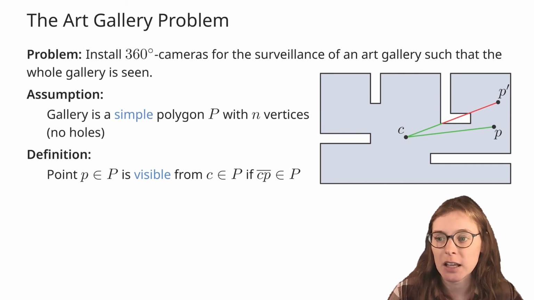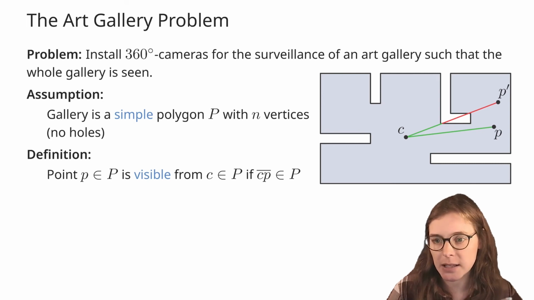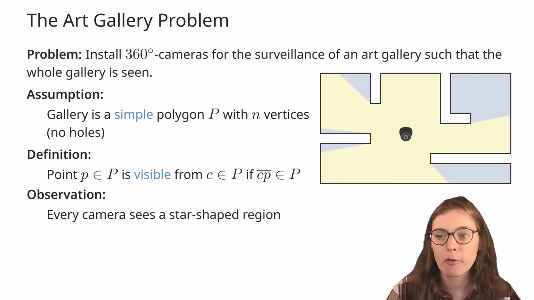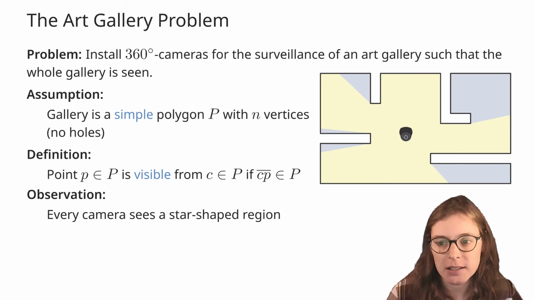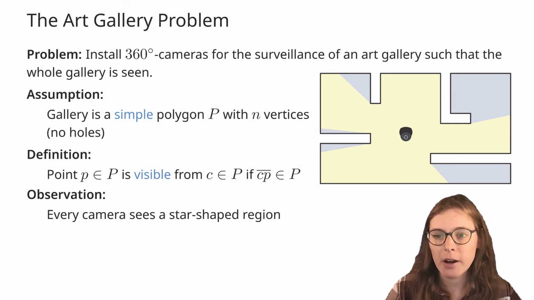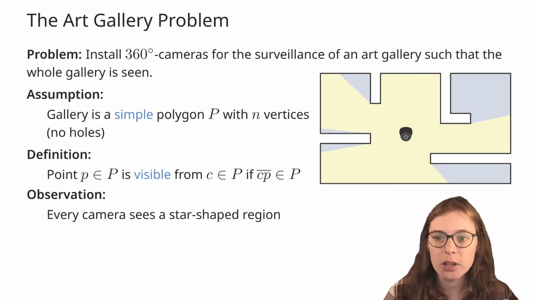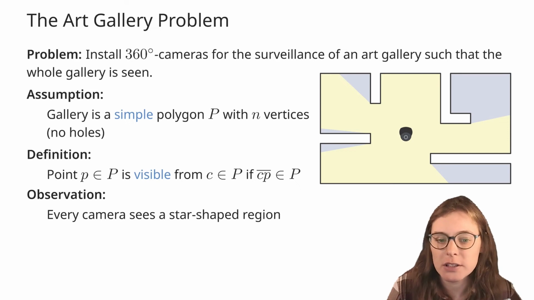So here on the right hand side, P is visible from C because the green segment CP completely lies inside the polygon P, and P prime is not seen from C because the segment CP prime intersects the boundary of the polygon. For a single camera placed in some location inside a polygon, we can find all the points that are visible from the camera's location, and these points will form a so-called star-shaped region. The definition of a star-shaped region is exactly that it can be completely seen from one point.